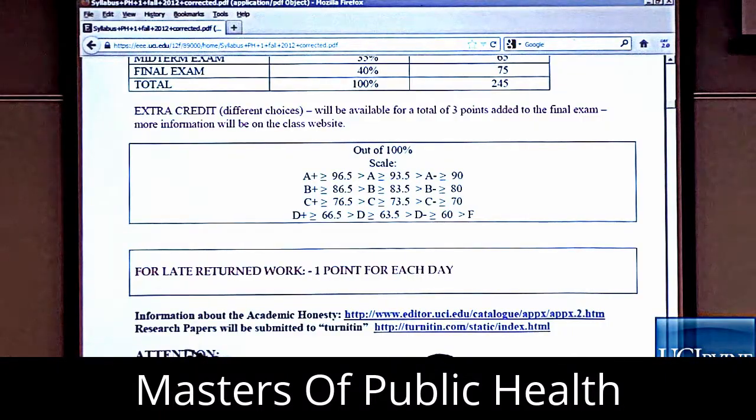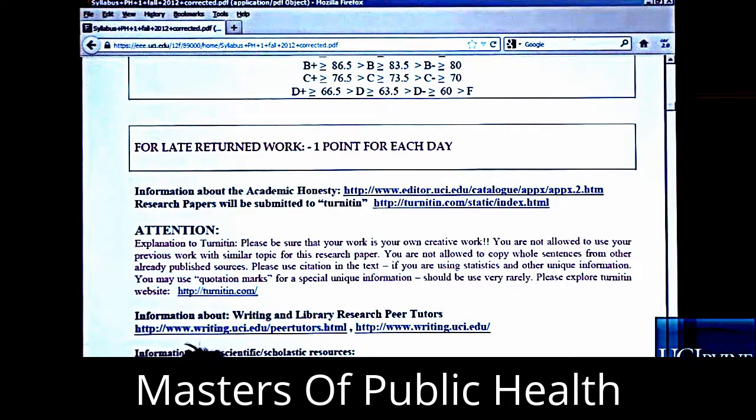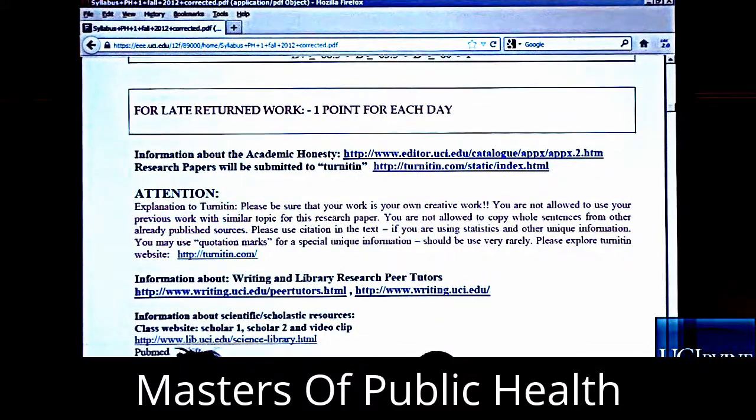If your work is late, that will be minus 1 point for each day, okay? So that's the information. Another very important thing: when you submit your research paper, it will be submitted to Digital Dropbox and also to Turnitin. Why is it important to use Turnitin? Because you have to understand that your work needs to be completely creative work, your own work.